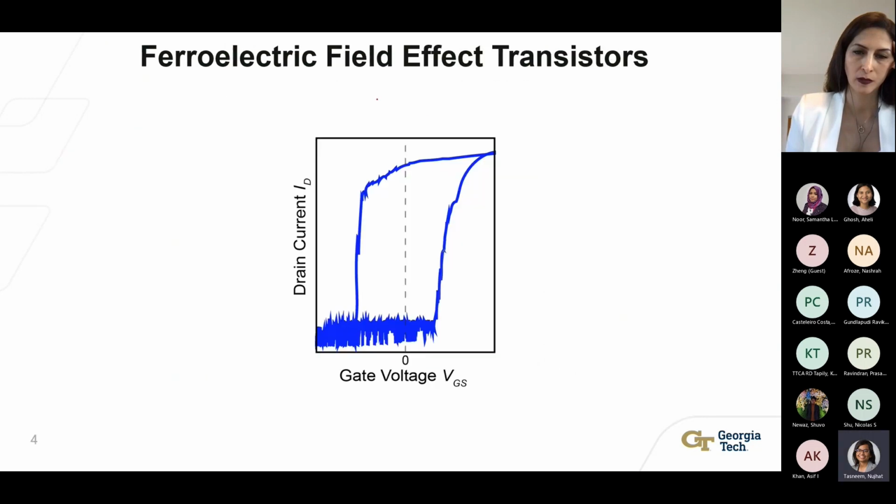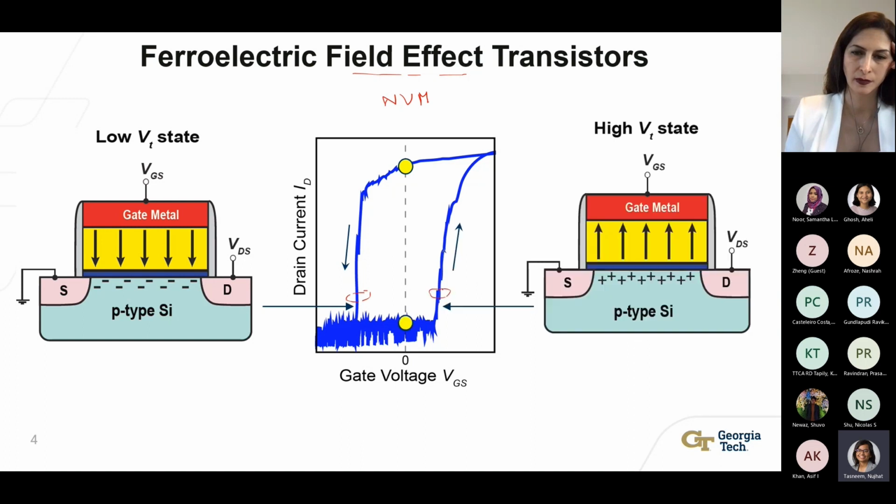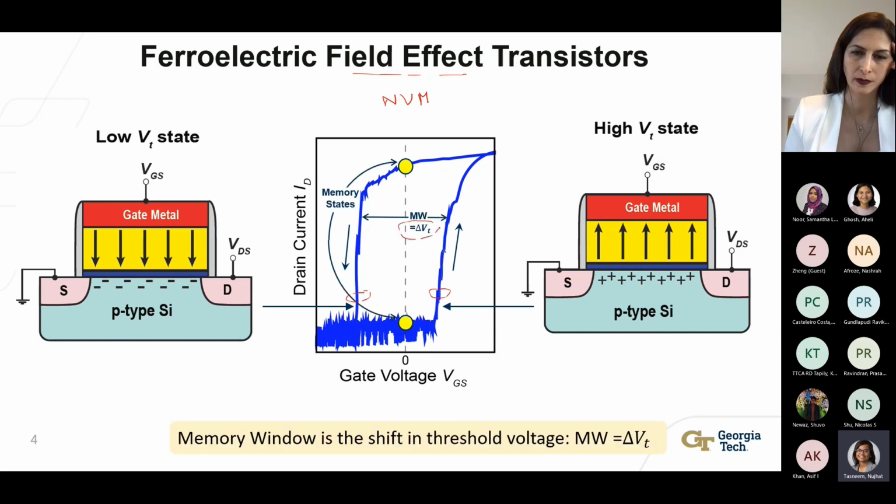Now, how does this ferroelectric FET work as a non-volatile memory? It's very simple. Any textbook on ferroelectrics will show you this type of curve, which shows that when the polarization in the ferroelectric is in one direction, you have some value of threshold voltage. However, when the polarization is switched, the threshold voltage also shifts. And the memory window in FeFETs is nothing but the shift in this threshold voltage.